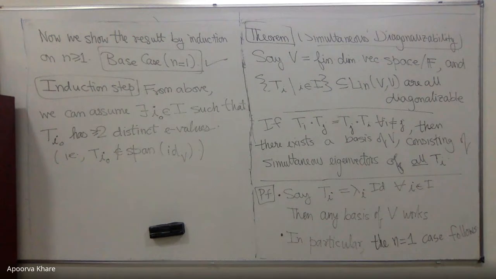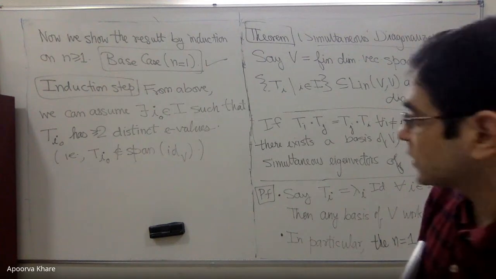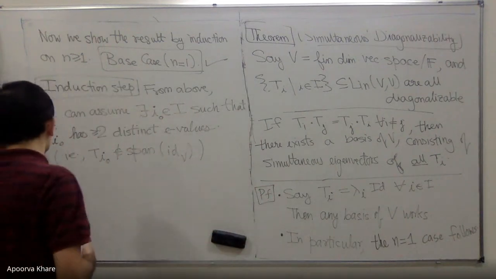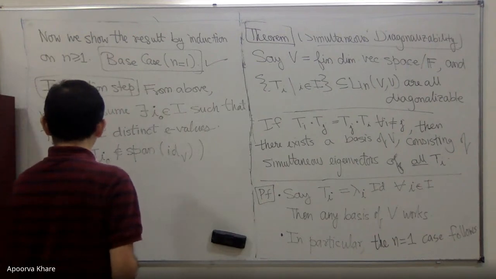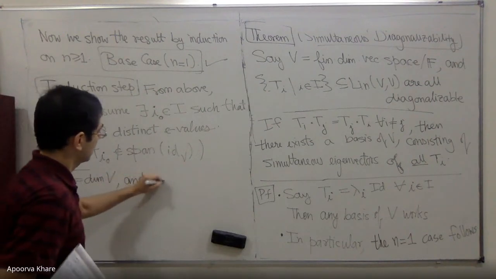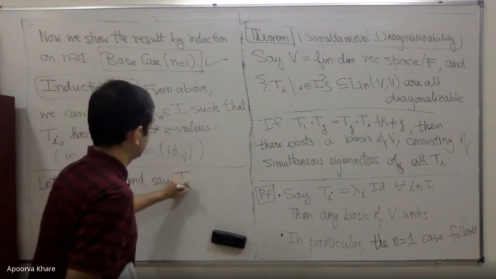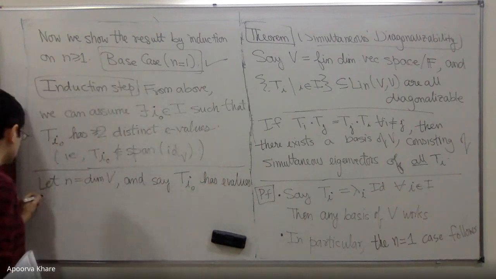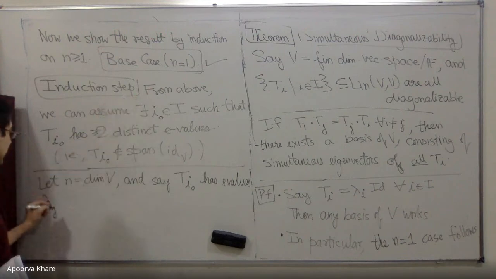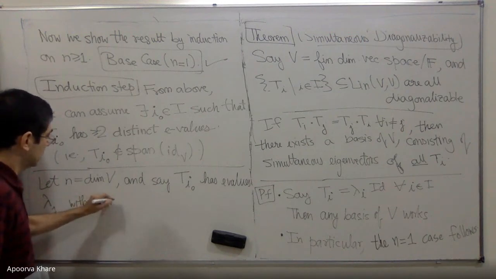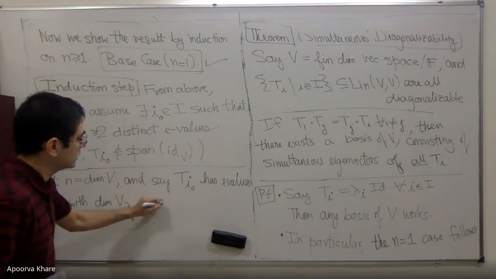Now what I'm going to do is look at the eigenspaces themselves. So first of all, if it has at least two distinct eigenvalues, did I say the dimension of V was n? I did not. So let n equal the dimension of V, and say Ti naught has eigenvalues lambda j, I will call it j so that it distinguishes from I, with geometric multiplicity equal to the dimension of V lambda j. Let's give this a name, let's say mj.